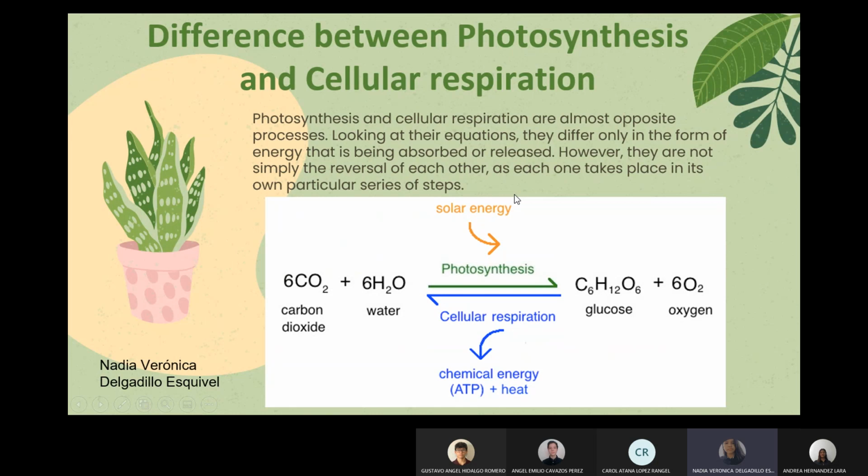Difference between photosynthesis and cellular respiration. Photosynthesis and cellular respiration are almost opposite processes. Looking at their equations, they differ only in the form of energy that is being absorbed or released. However, they are not simply the reversal of each other, as each one takes place in a particular series of steps. And that's the equation of photosynthesis and cellular respiration.